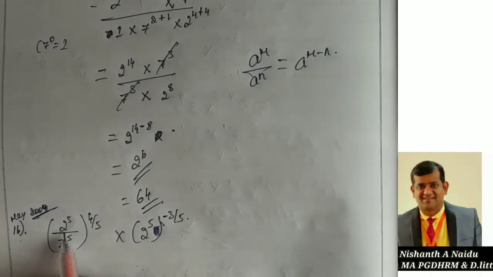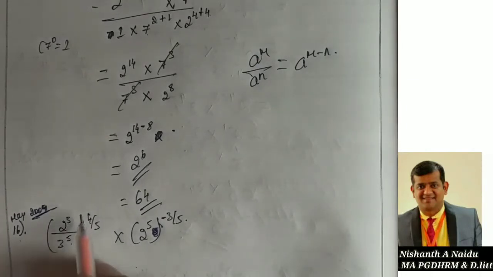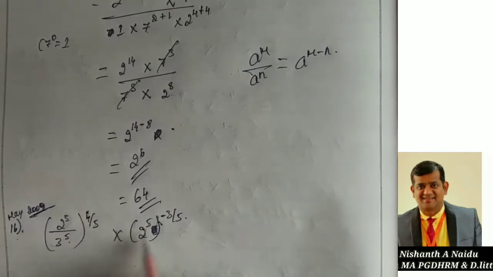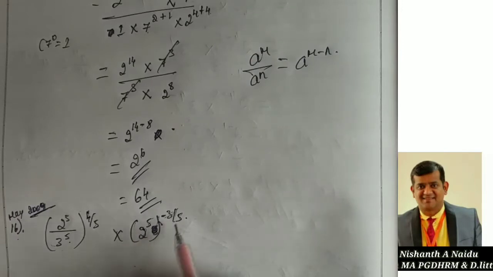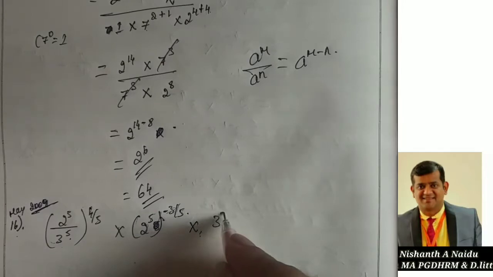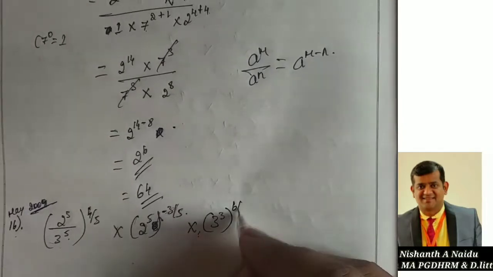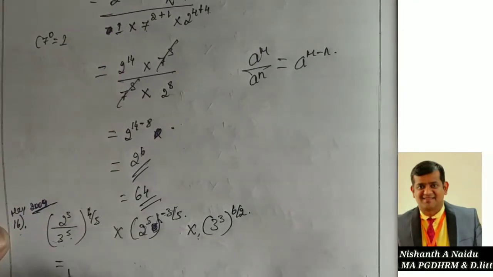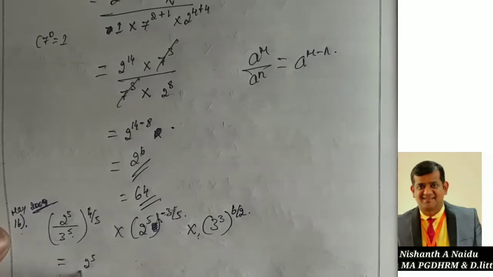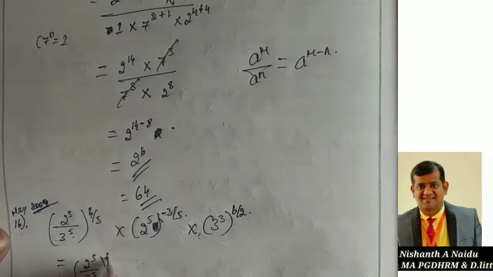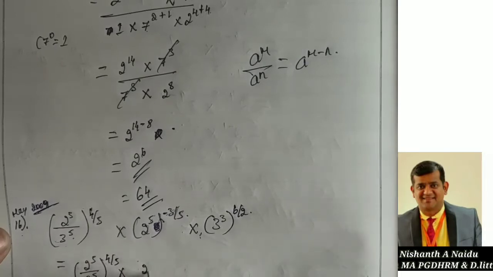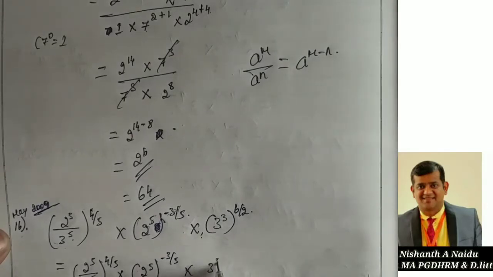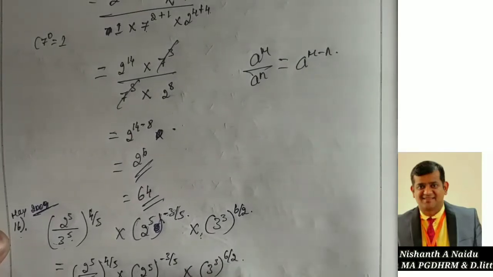University of Mysore question. 2 to the power 5 divided by 3 to the power 5, whole power 4, divided by 5 into 2 to the power 5, whole power minus 3, divided by 5 into 3 to the power 3, whole power 6 divided by 2. So this is the problem which we have to solve. Okay. So let us take that.